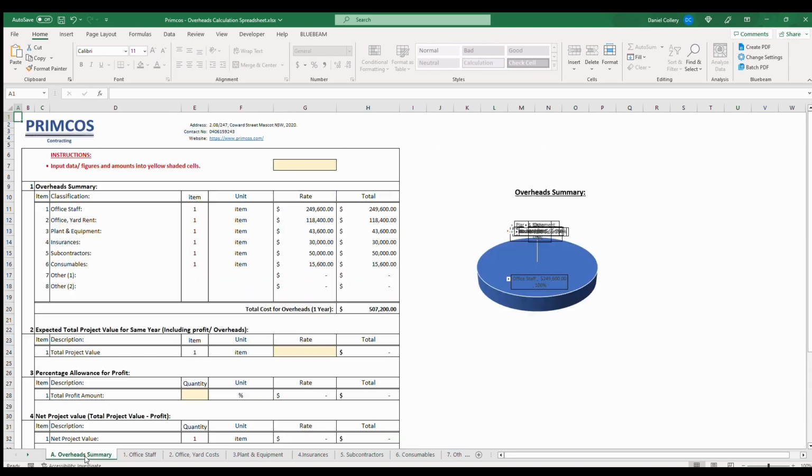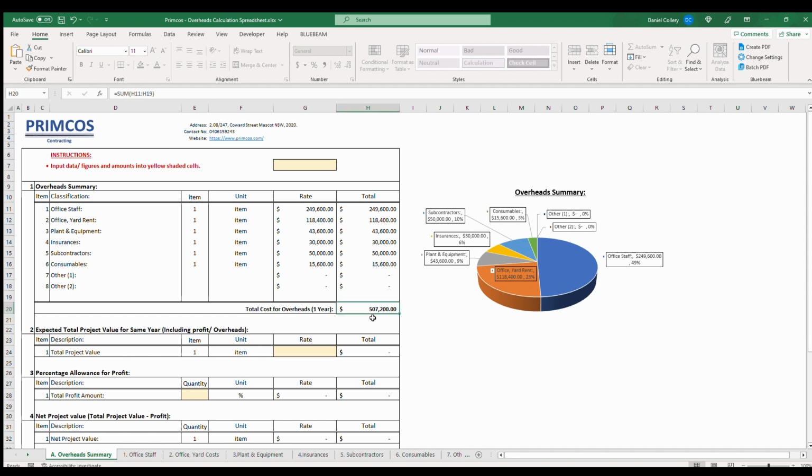So if we go back to our overhead summary, you'll see that these figures have populated here and also now shown on the pie chart. So the purpose of the pie chart is just a visual representation of the breakdown of these costs, and it's a useful tool if we want to reduce this overheads cost. We can see the areas where the biggest impact can be made. So here we have office staff makes up almost 50% of our costs, whereas some of these smaller items are quite minor.